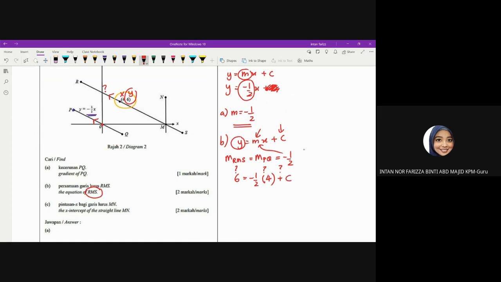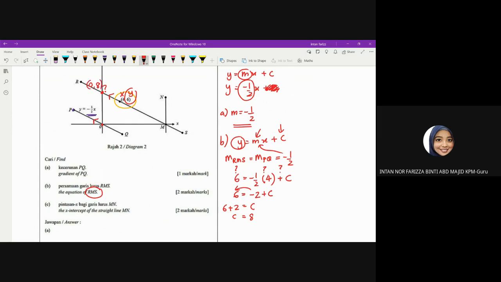Okay? So when you solve this one, you cancel or you press the calculator, you get negative 2 on this side plus C. This is 6. Bring it over. So we have 6 plus 2. So C is equal to 8. It means that this is actually 8. If I ask you what's the coordinate, it will be 0, 8.